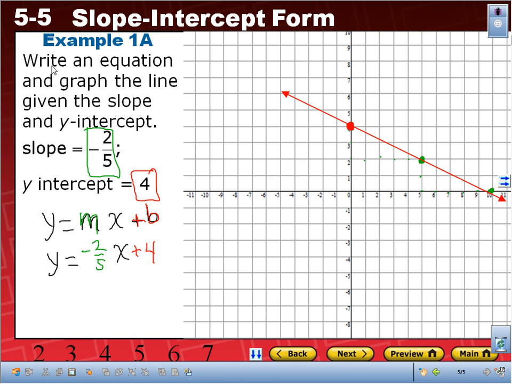Did we write an equation? Yes. Did we graph the line? Yes. Did we use the y-intercept and the slope? Yes. Copy that, please. Very good question. Do we need to have at least 3 points? Yes. You need to have the y-intercept and at least 2 more after that. Tell your neighbor what I just said.